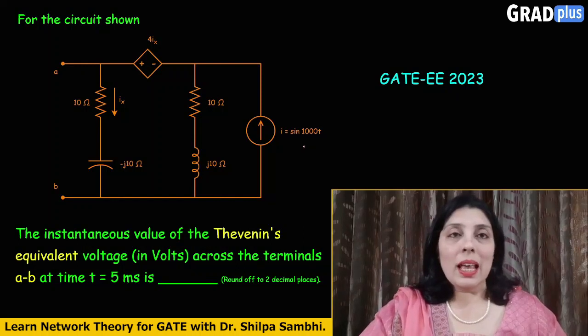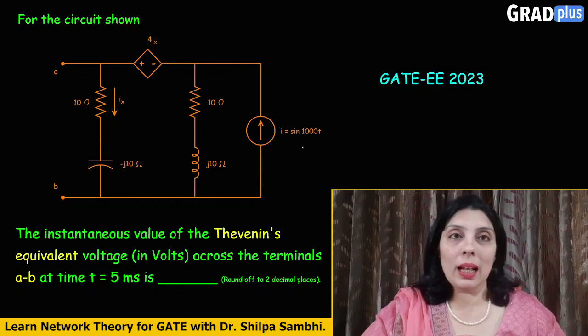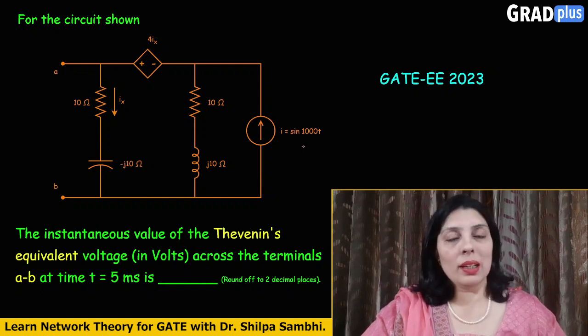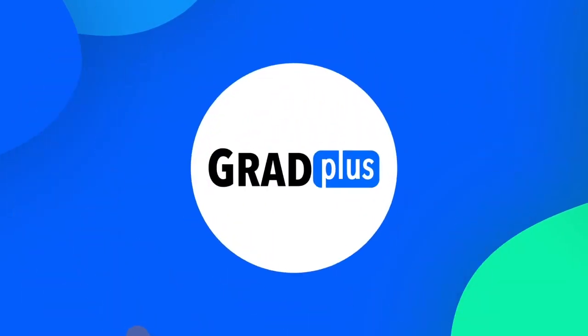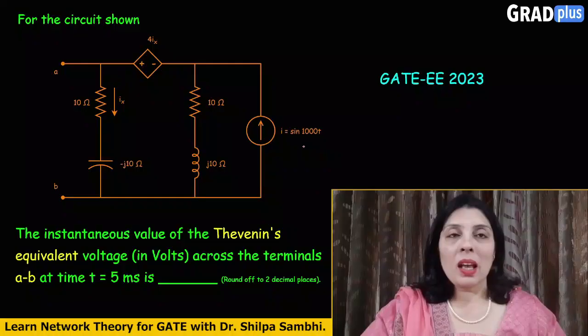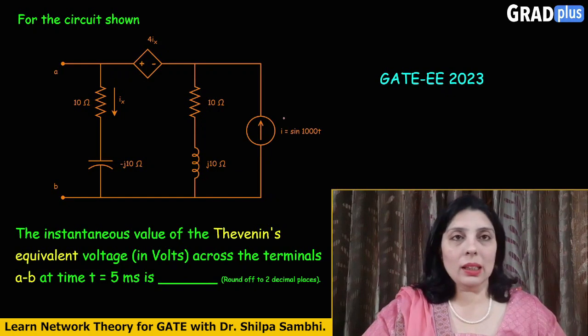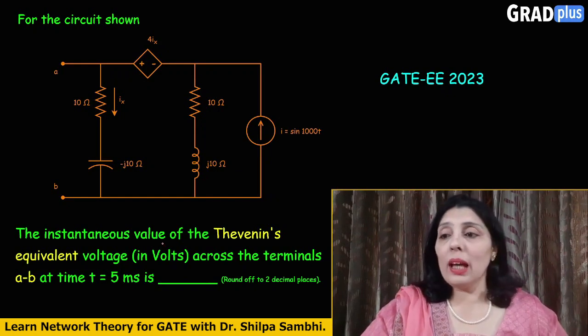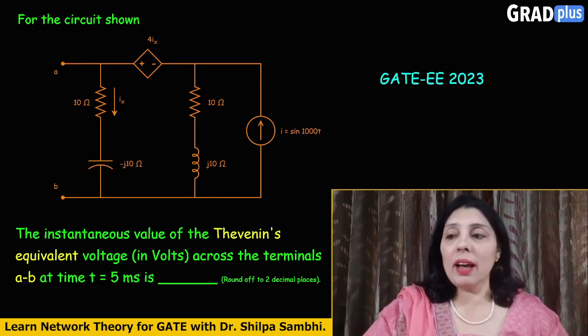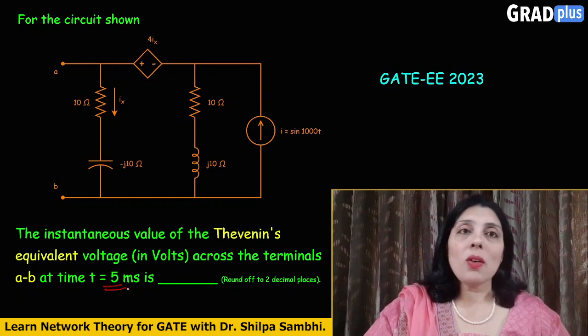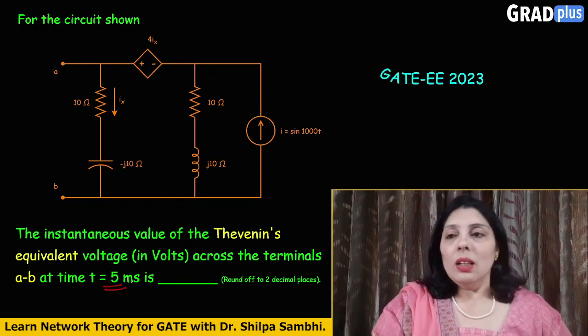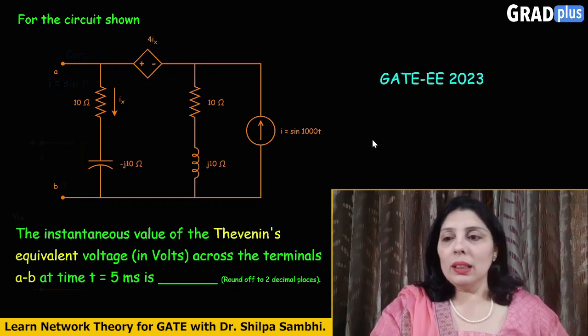Hello friends, in this video we have come up with the latest question which has appeared in the GATE exam of electrical engineering in 2023. So here we are given this circuit and we are asked to calculate the instantaneous value of Thevenin's equivalent voltage across the load terminals A and B at time t equals 5 milliseconds. So let's see how we can calculate this.